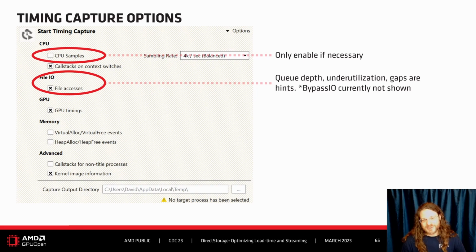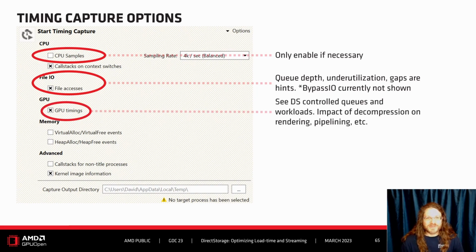And this could actually be one way at the current time to see if bypass IO is working, because the file IO doesn't necessarily show up in the PIX timing capture when you have it enabled and bypass IO is enabled as well. However, when bypass IO isn't enabled, or you're on something like Windows 10, then the file IO accesses do show up in the PIX timing capture.